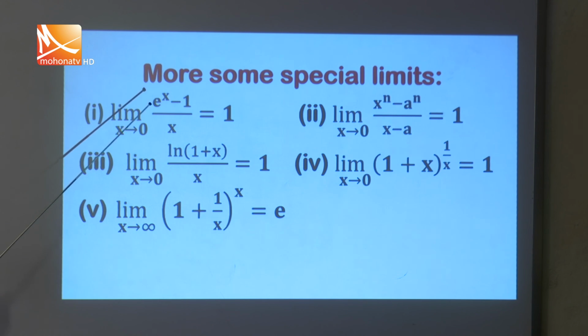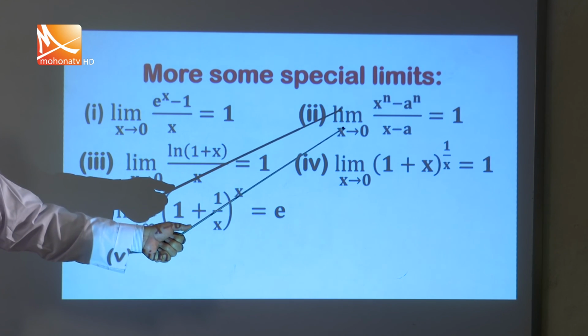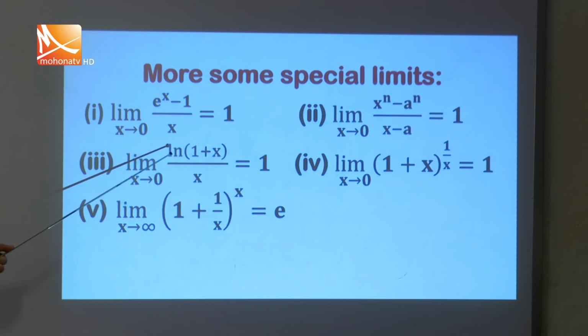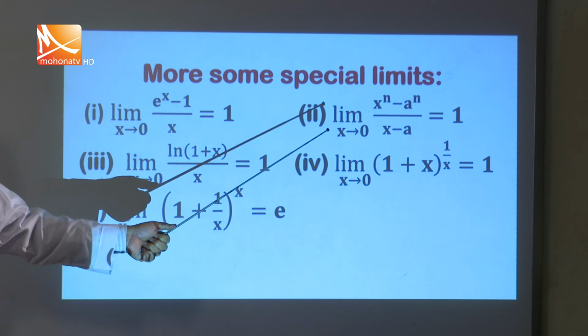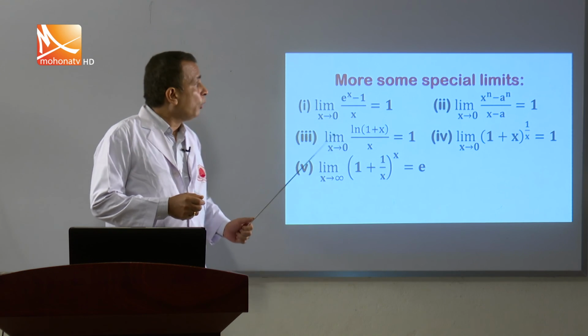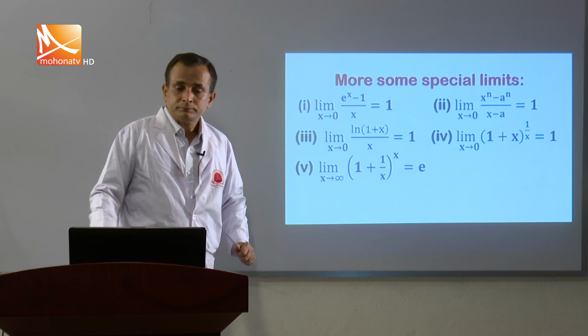Now we would like to see some more special limits. Limit x tends to 0 of (e to the power x minus 1) by x equals 1. Second, limit x tends to a of (x to the power n minus a to the power n) by (x minus a) equals n a to the power n minus 1. Third, limit x tends to 0 of ln(1 plus x) by x equals 1. Fourth, limit x tends to 0 of (1 plus x) to the power 1 by x equals e. Fifth, limit x tends to infinity of (1 plus 1 by x) to the power x equals e. We all use these as formulae.